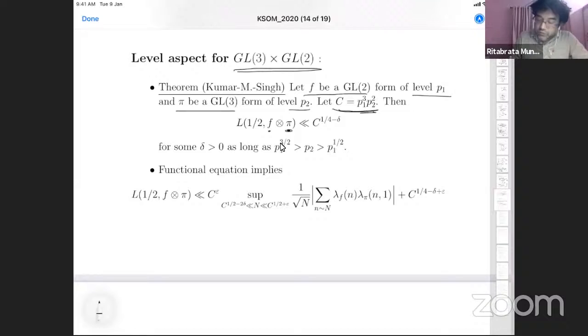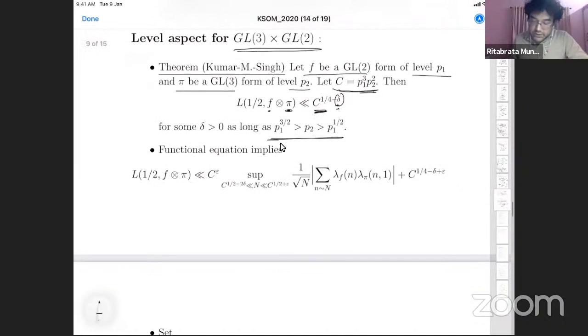From the functional equation, you get C to the power 1/4 as the convexity bound, but we prove that we can get a subconvex bound as long as the two primes P1 and P2 are in a certain range. As long as P2 is larger than the square root of P1, but smaller than P1 to the power 3/2, we have subconvexity, and this delta will depend upon where P2 is located. If P2 is very near to the square root of P1, this delta will tend to 0. Or when P2 is very near to P1 to the power 3/2, it will tend to 0. But if P2 is sufficiently in the middle, say P1 equals P2, then you get a nice saving. So you'll have delta a nice positive number.